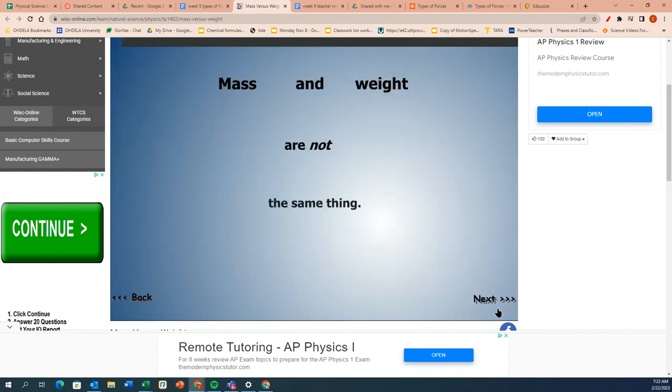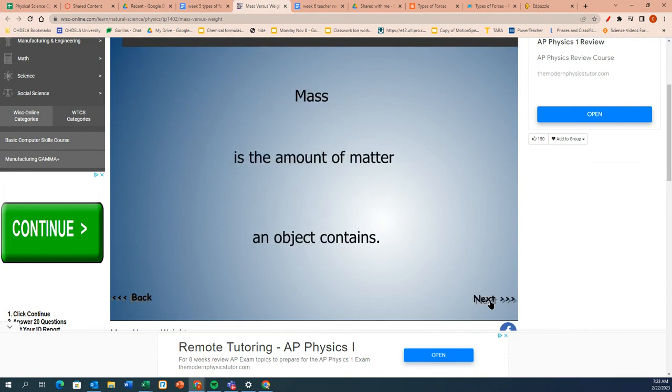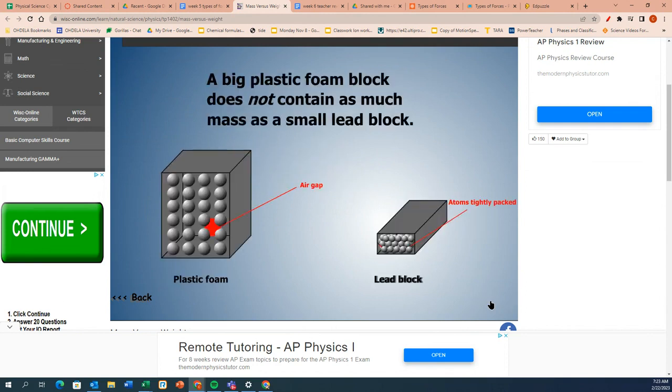Mass and weight are not the same thing. Mass and weight are different quantities, and what we mean by quantities is that we're talking about a number. Mass is the amount of matter an object contains. The size of an object does not determine its mass. A plastic foam block does not contain as much mass as a small lead block.